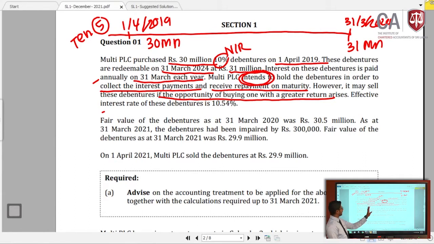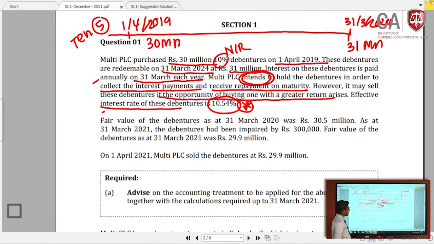We will keep it, but if another better opportunity comes, what will we do? I will sell it and buy another new financial asset. The effective interest rate of this debenture is 10.54%. Very important. Why? Normally we know, student, this is a nominal rate. The nominal rate will not be the rate that we use to accrue the interest, because SLFRS 9 clearly says we need to use the effective interest rate to accrue interest, not the nominal interest rate, right?